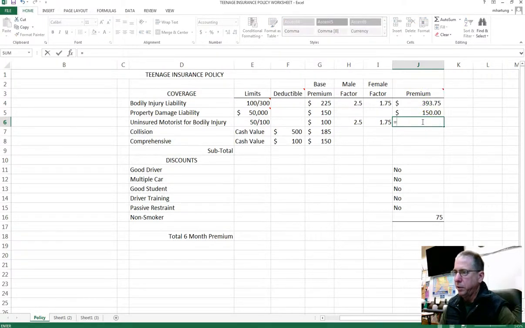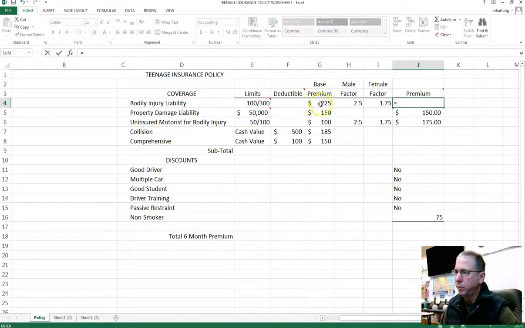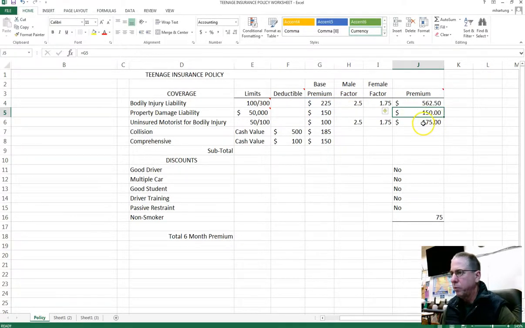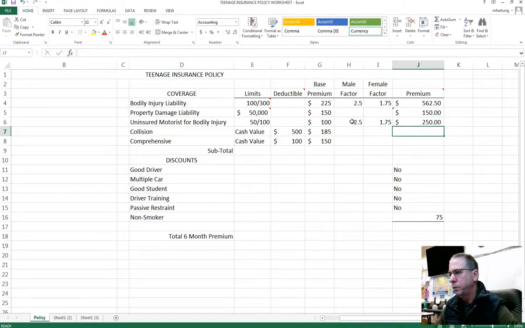And once again, if you're female, it would be the base premium times the female factor. If you are a male, we'll just repeat that. It's going to be the base premium times the male factor. Sorry guys, you have to pay more. Let me do that again. Base times that factor. And there you go.